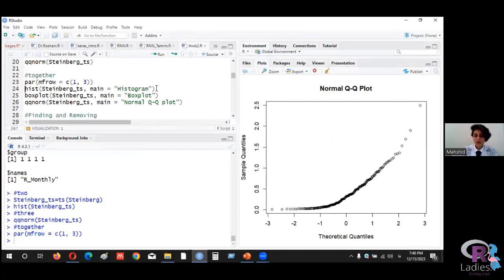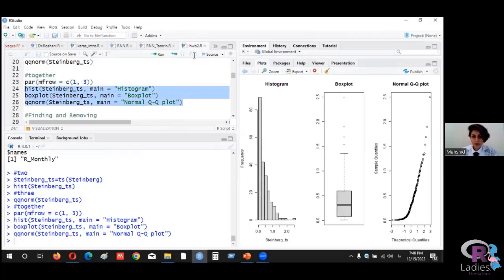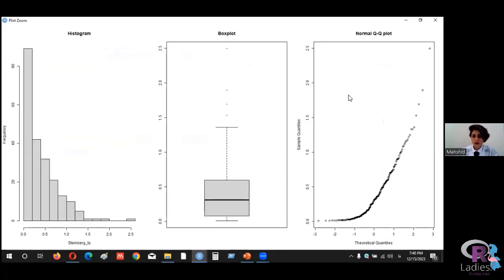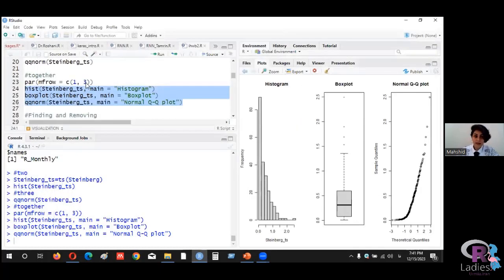If I want to show all of them in one graph, you can use this code. By using this code, we have 3 different kinds of graphs which are able to show the outliers. In the histogram, there are 4. In the box plot, there are 4. And in the QQ plot, again, we have 4 outliers in this example.